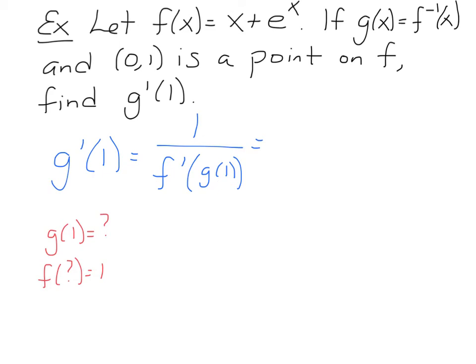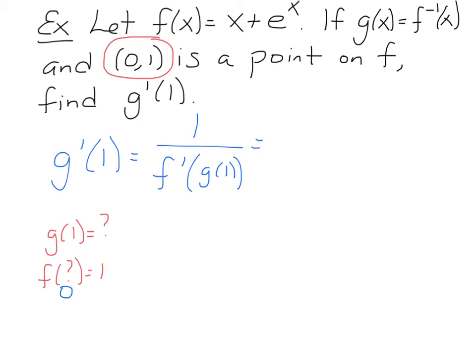And one thing that we need to note here is this given information right here. That is a point on f. And so I can see from there, when does f have a value of 1? That is when the x value is 0, right? F of 0 is 1. When x is 0, y is 1.